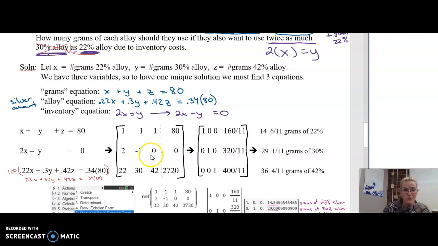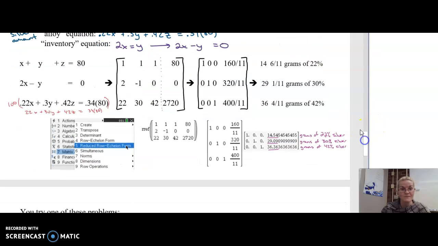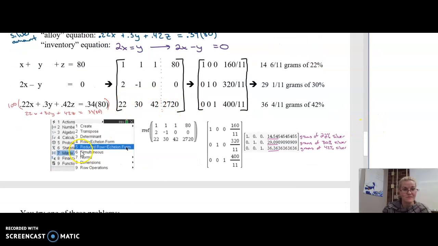Now, before I even put this into a matrix, I'd really rather not deal with decimals. So I'm going to multiply this entirely by 100. And so this is 22x plus 30y plus 42z equals 34 times 80. 34 times 80 is 2,720. So put that all into your calculator because, again, big numbers, not worth it. Apps, matrix, row reduced echelon form, put in this augmented matrix, and it will give you back exactly what your answer is going to be, right?